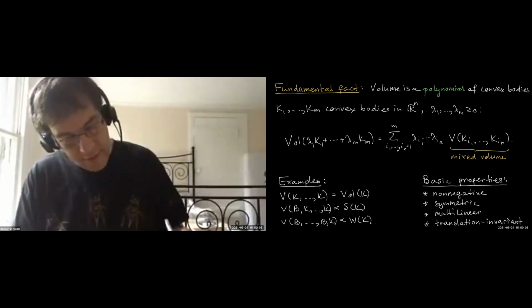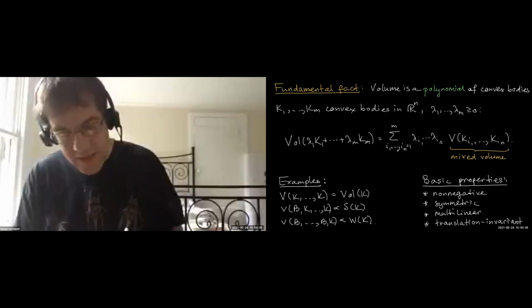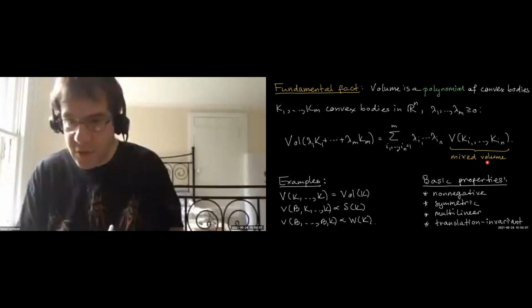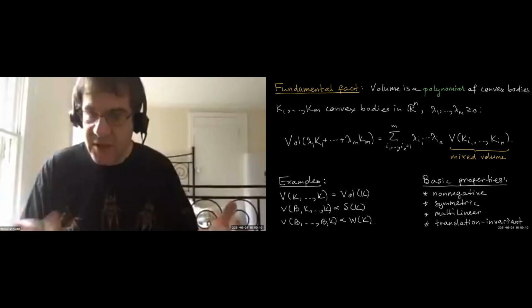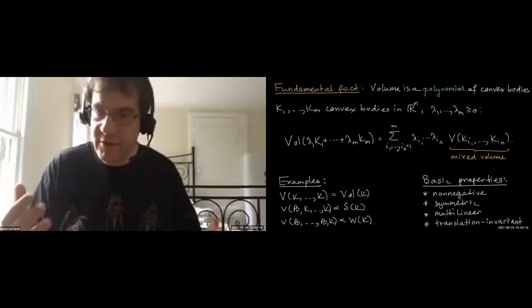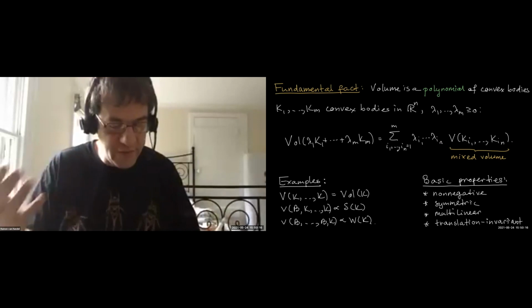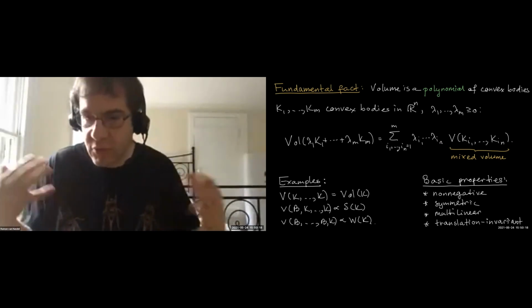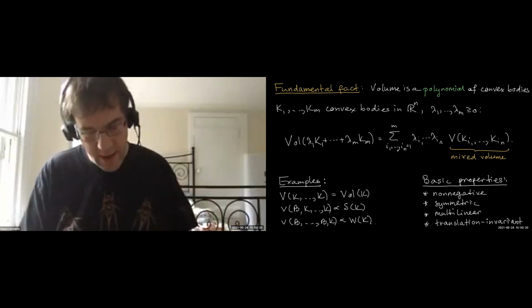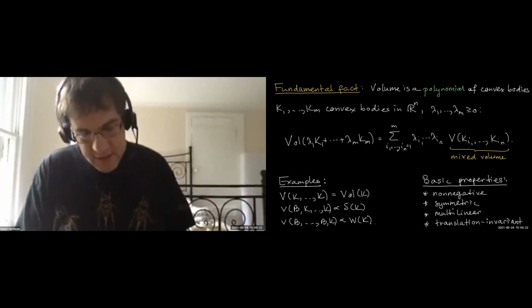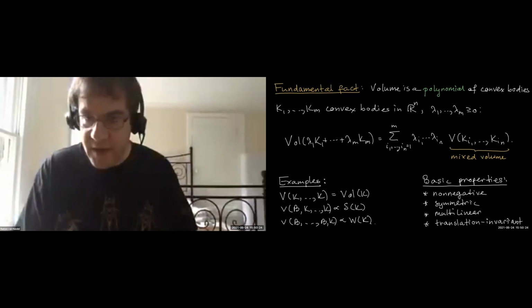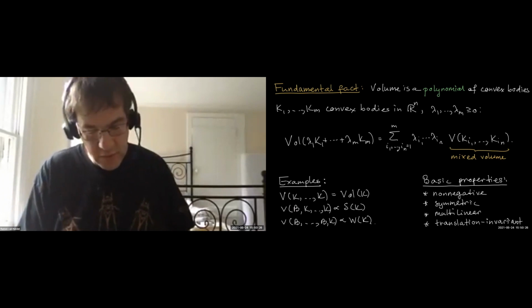So once you know that volume is a polynomial, it's natural to study the coefficients of that polynomial. And you should think about these coefficients as being an extremely general family of geometric parameters associated to convex bodies, of which volume, surface area, and mean width are just 3 examples, right? This is really the viewpoint that was discovered by Minkowski in this paper from 1903.